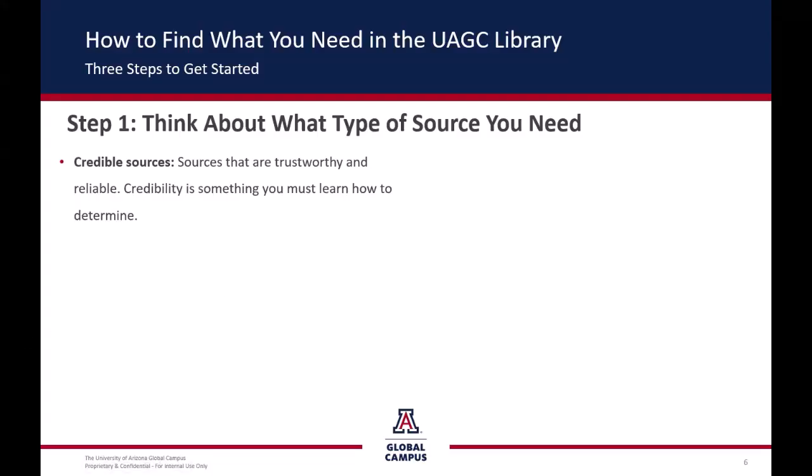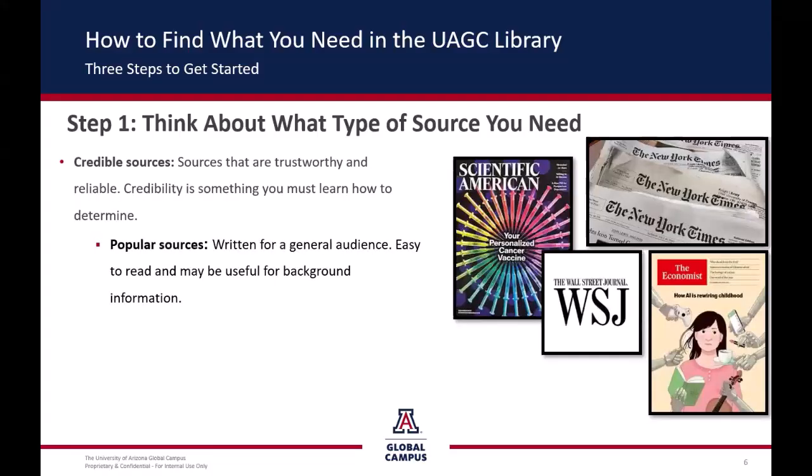Now, popular sources are one type of credible source. You'll probably recognize some of these sources here. These are examples. They include magazines, newspapers, even websites, and they're written for a general audience. They're easy to read. It's not highly technical. They may be used especially for background information or just getting your feet wet in a topic.